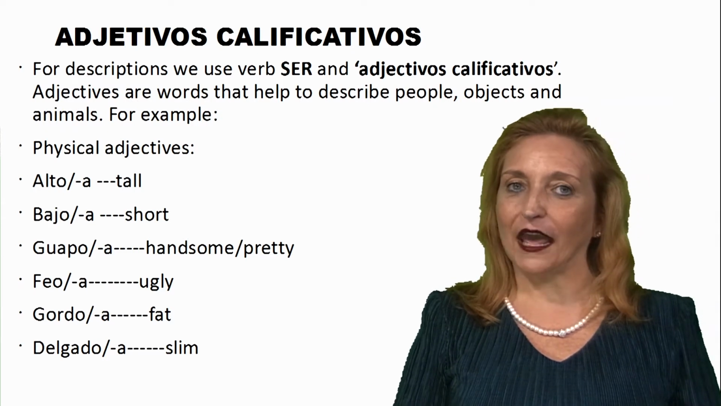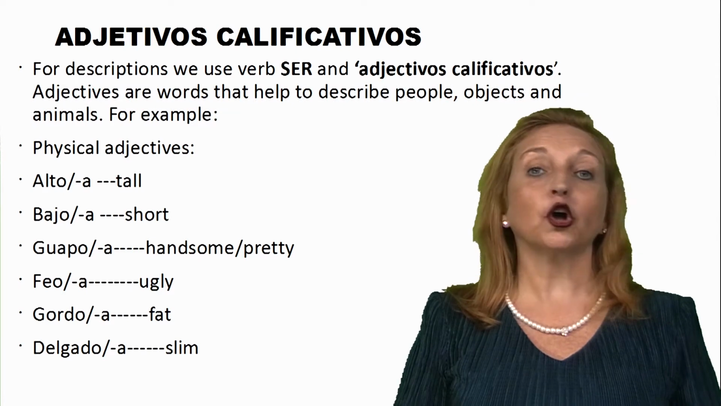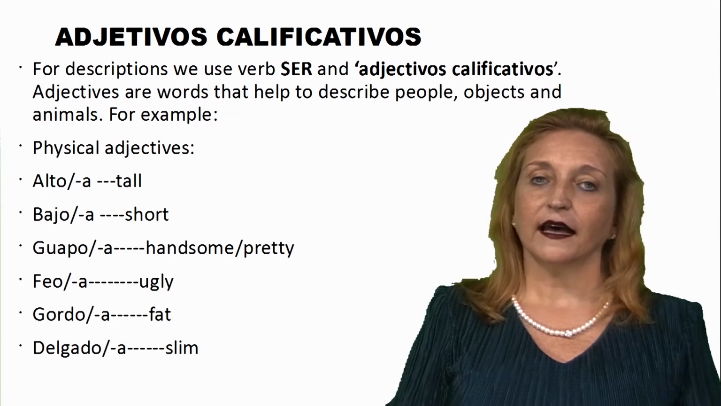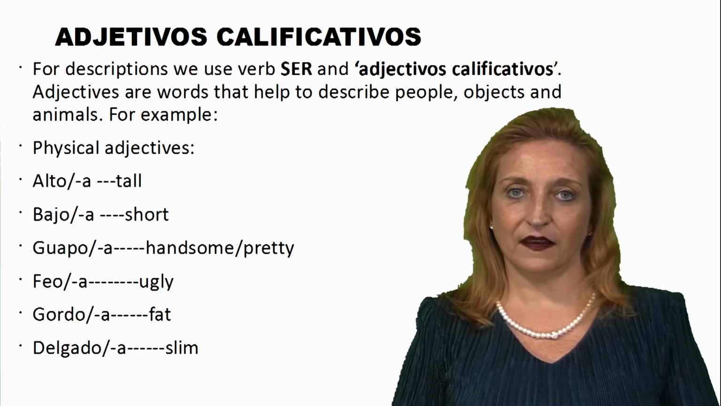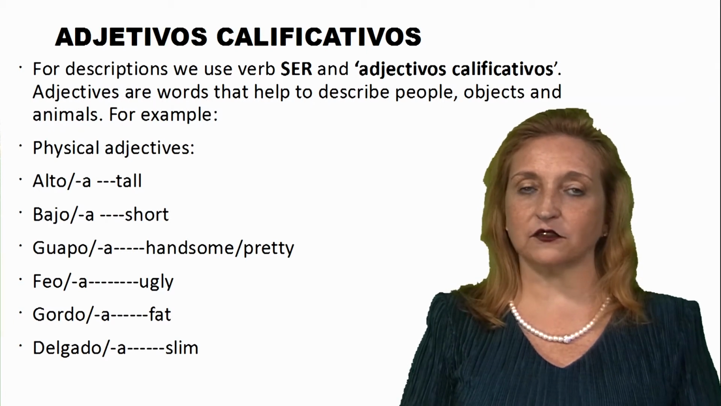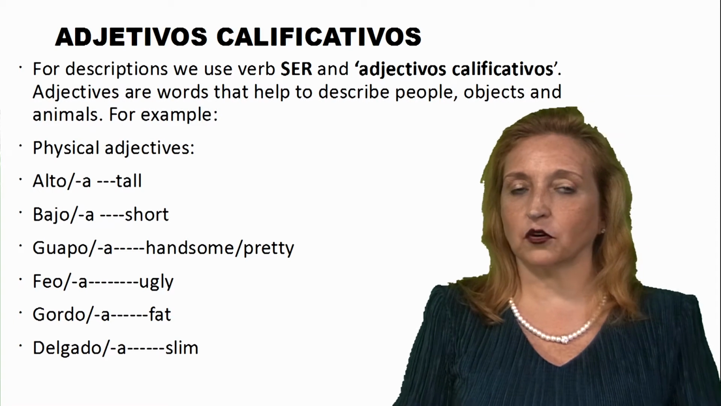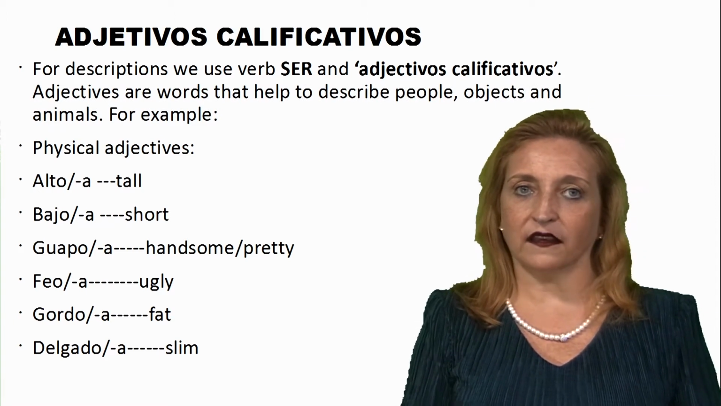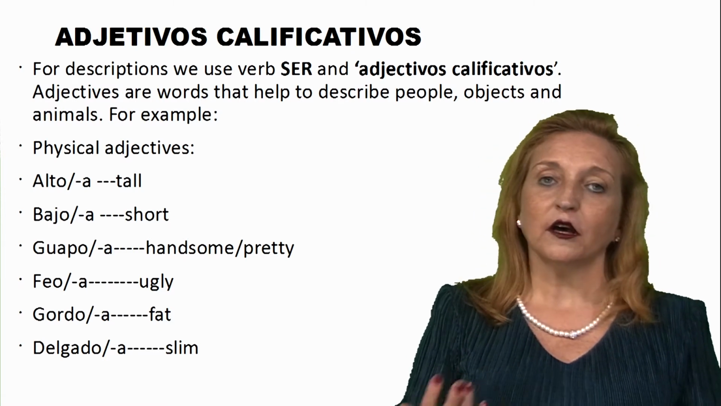Okay? Feo, fea means ugly. Gordo, gorda, fat. Delgado, delgada, slim. Some people say flaco, flaca. Flaco, flaca means as well to be thin, but not in a very good way. If you say estás flaco, it means you don't look very good. Yes? So it's better to use delgado, delgada.